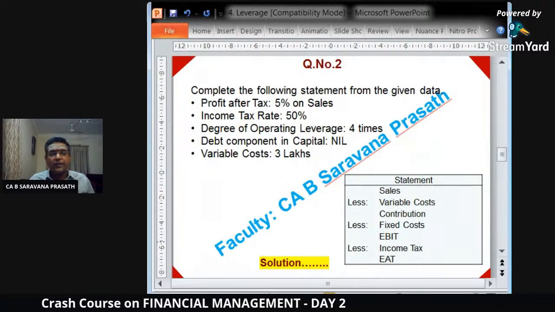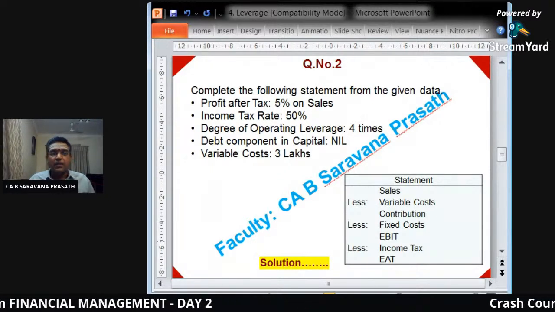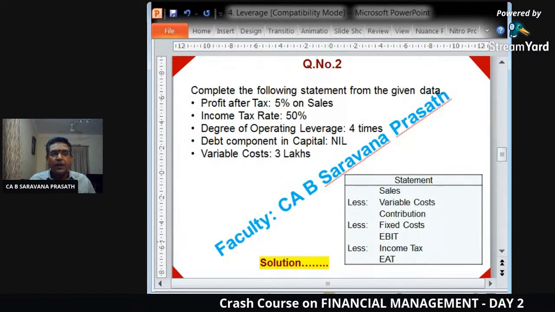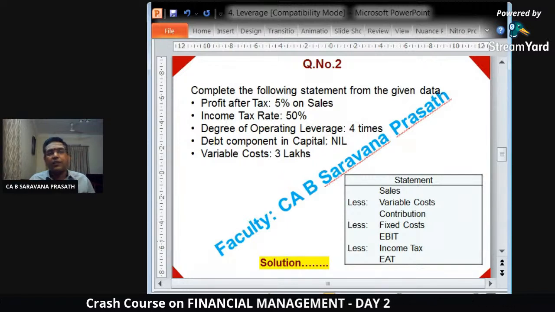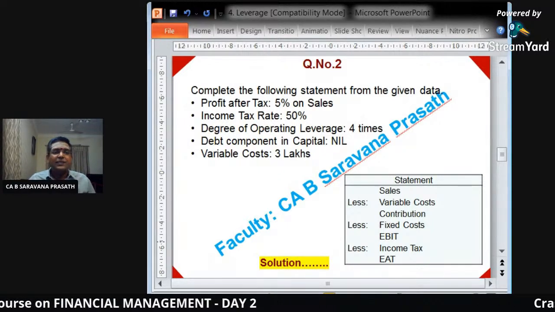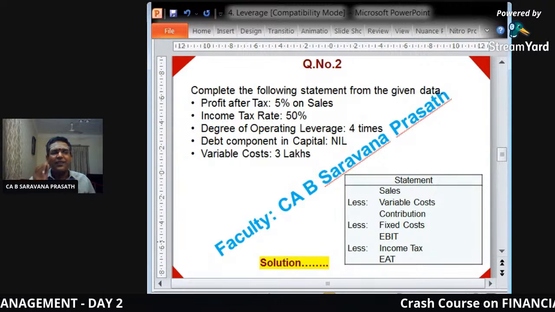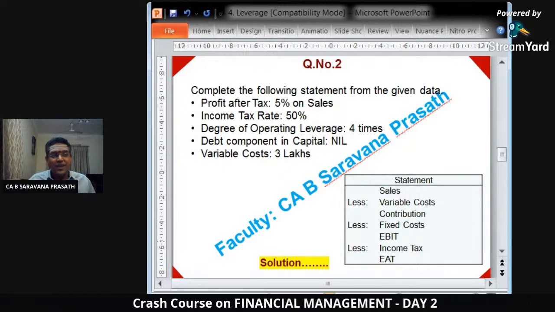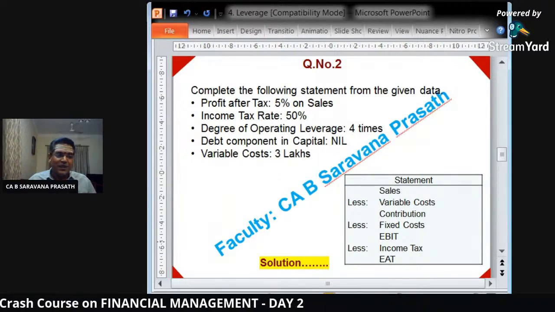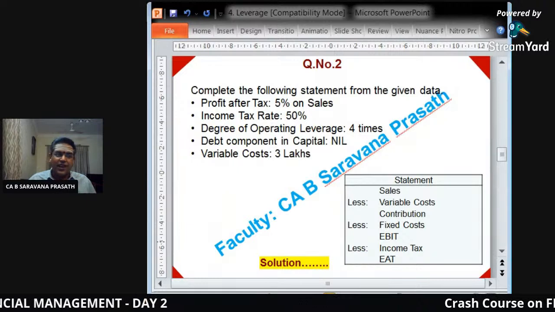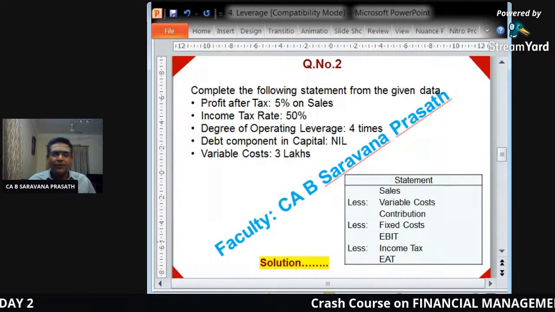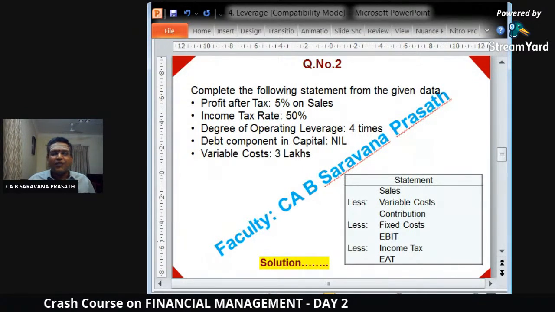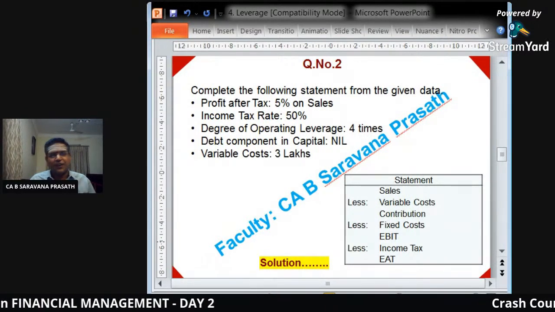So let's write the information. Sales minus variable cost is equivalent to contribution. Subtract fixed cost is equivalent to EBIT. Just for writing the format properly, less interest is equivalent to EBT. Less tax is equivalent to EAT. This is the information. Now what we will do, we will first fill up the percentage column.